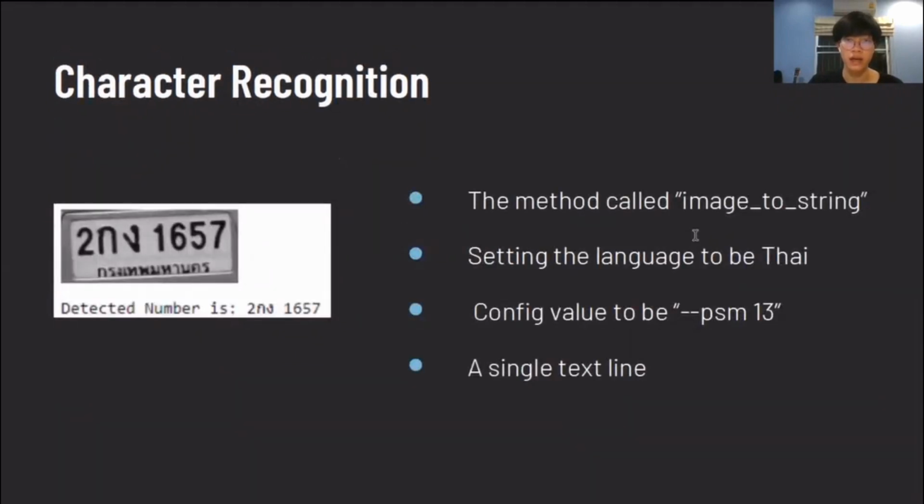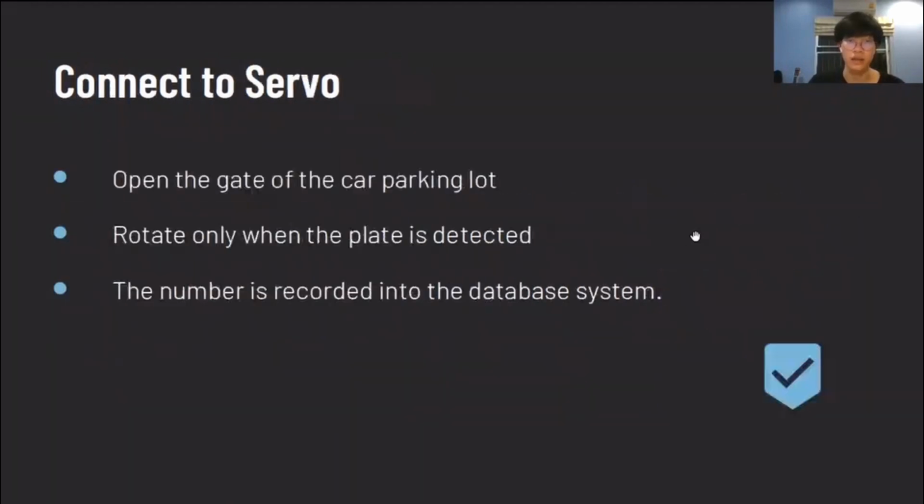After we know the exact location of the plate, we use the method called image_to_string in the PyTesseract library and apply it to the plate image. We configure the method by setting the language to Thai and the config value to --psm 13. The method will treat the image as a single text line. Finally, we control the servo motor to open the gate of the car parking lot. The servo will rotate only when the plate is detected, and the license plate number is recorded into the database system.